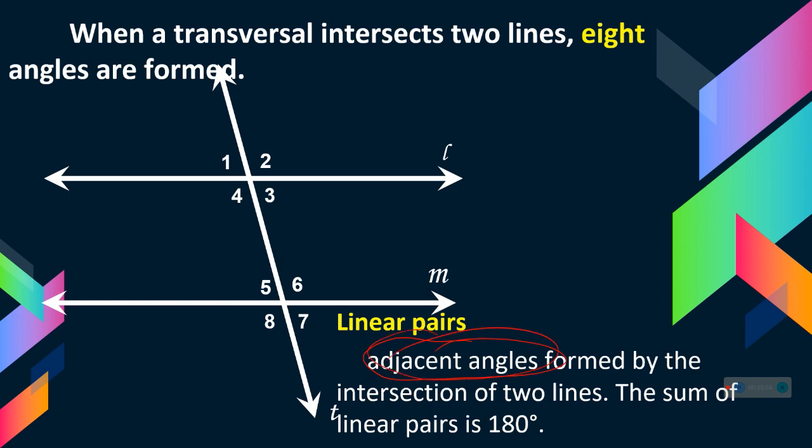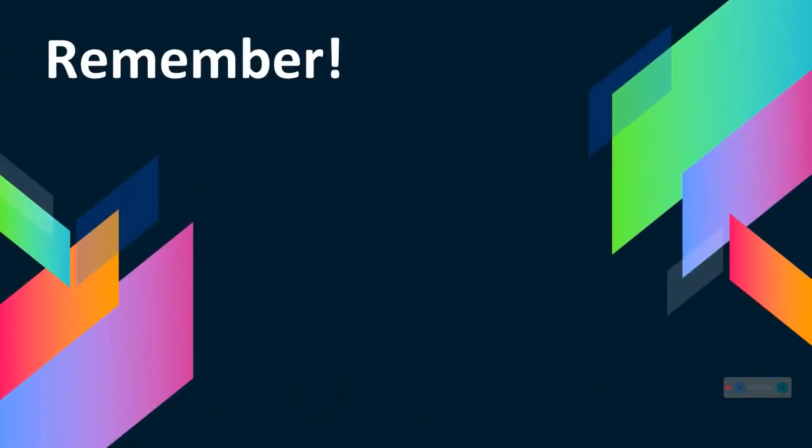So, our linear pairs here can be angle 1 and angle 2, then angle 2 and angle 3, angle 3 and angle 4, and angle 4 and angle 1. Another set here is angle 5 with angle 6, angle 6 and angle 7, angle 7 and angle 8, and angle 8 and angle 5. Those are some of the examples of the linear pairs. Those are adjacent, magkakatabi.